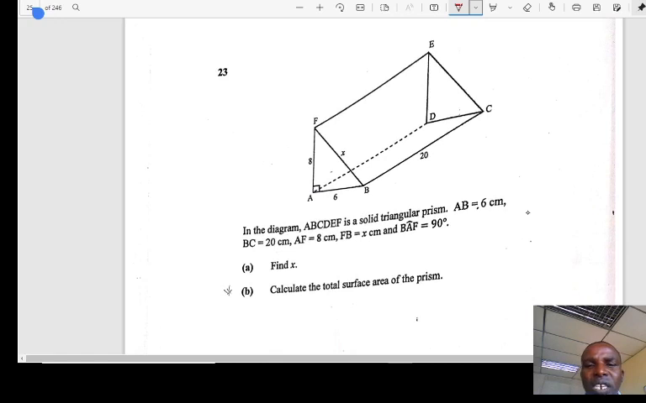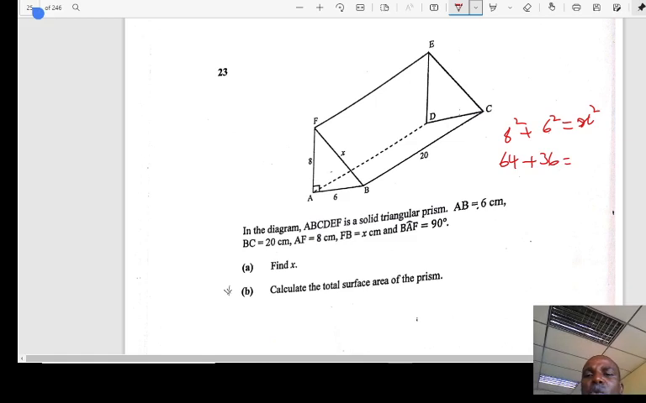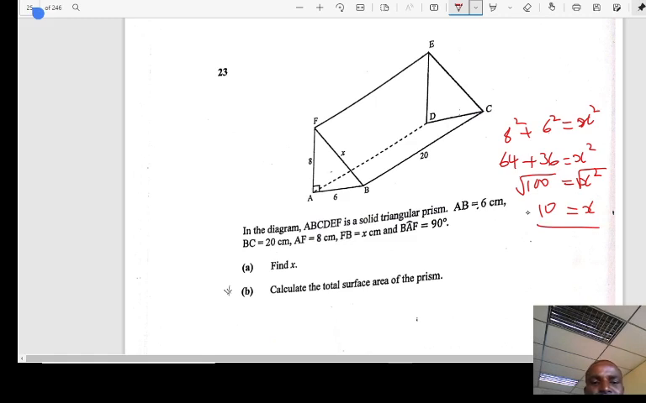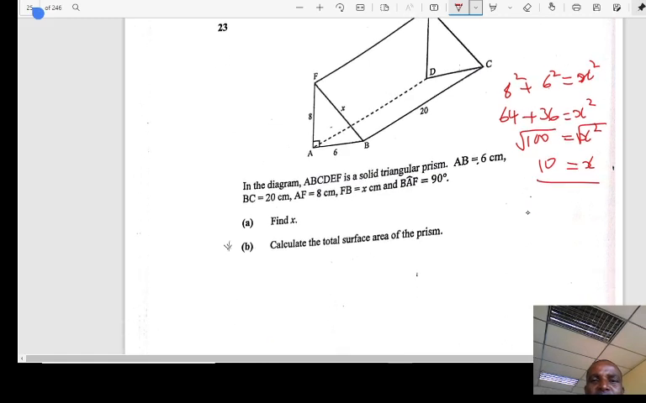So you say 8 squared plus 6 squared is equal to x squared by Pythagoras, using that right angle triangle ABF. Then 8 squared is 64 plus 6 squared is 36, equals x squared. Then 64 plus 36 is 100, equals x squared. Then to remove the square, you put square roots both sides. It will be 10 equals x. So x is equal to 10. Done. Then number B, calculate the total surface area of the prism.